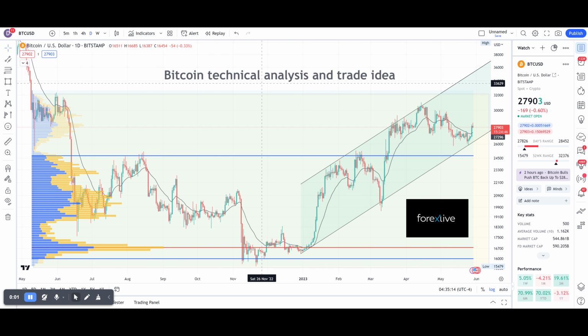This is a Bitcoin technical analysis and trade idea for the 29th of May 2023. BTC USD is now at approximately 27,900. And we've got this upward channel. It's not completely perfect. There's some shootouts, but it's still intact. And I've also put a volume profile over here on this trading range since May 10th to date.